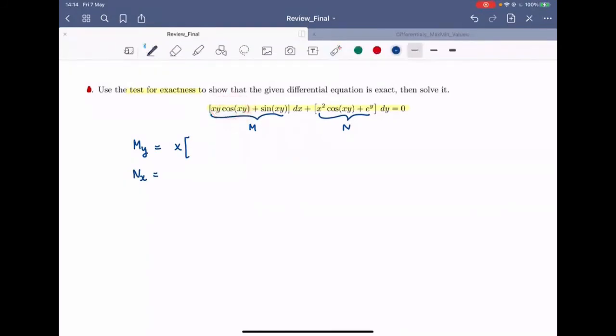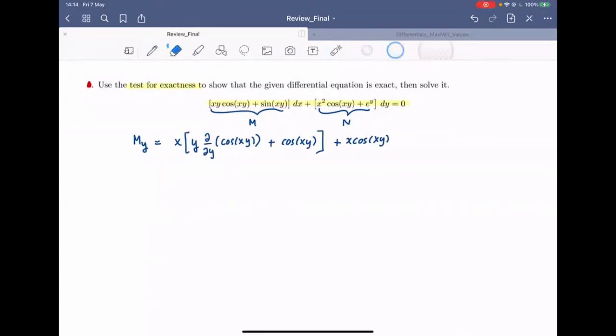So it's going to be x, and then I keep y. I differentiate cosine xy, and then I keep cosine xy, and then I differentiate y, which is 1. And then plus, differentiate sine xy, so you get cosine xy, and then x. The differentiation is not hard, but it's tedious. It's just so much to do. It's tedious, but not hard.